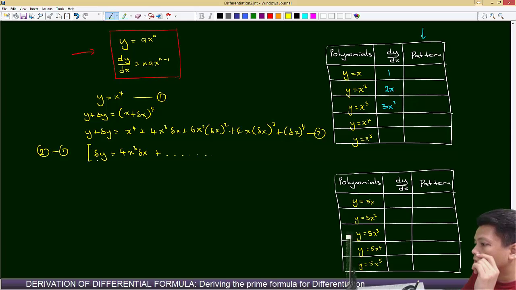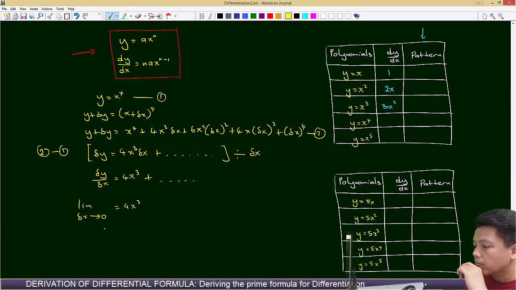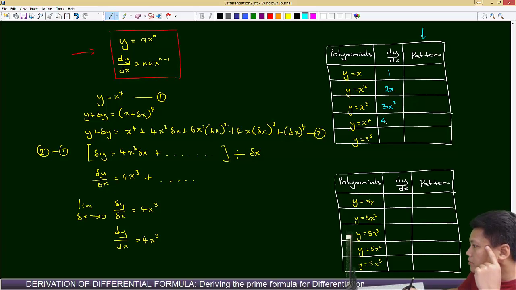And this whole thing divided by delta x. Okay, there you go. Something's not completed. There you go. Update the table. I'm sure you can see the pattern. I'm sure by now you realize that the formula is true.